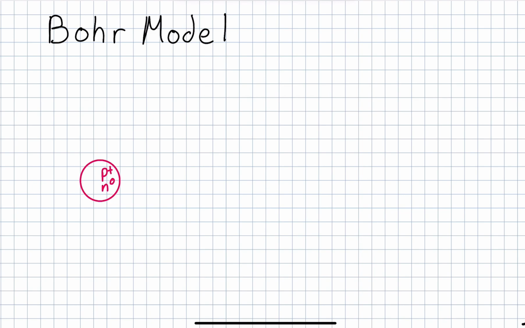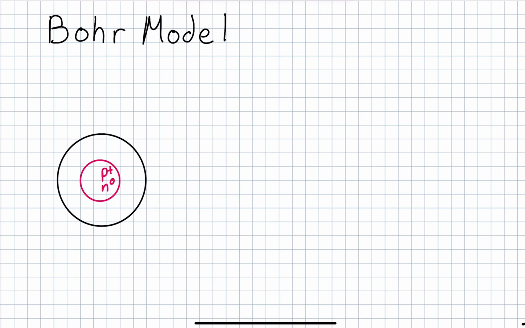And so then he said that the electrons circled around the nucleus. They orbited the nucleus, much like a planet orbits the sun. And so he called these rings orbitals. We're going to call them energy levels because that's what they are. They're not really orbitals. We're going to get to that later. But there's energy levels. And so the further out from the nucleus, the more energy levels you have.